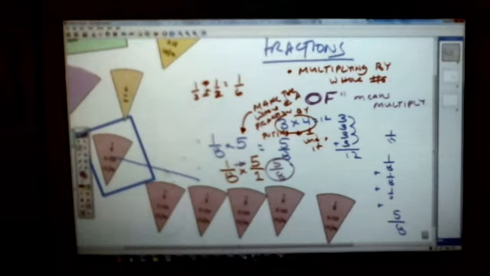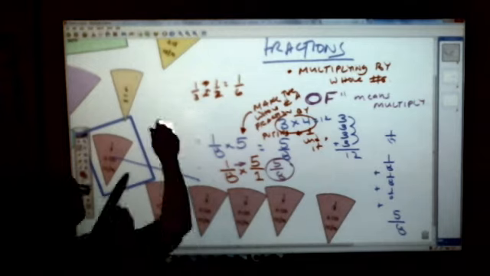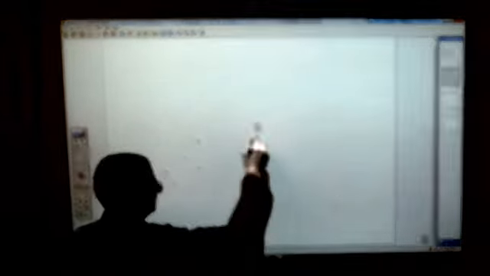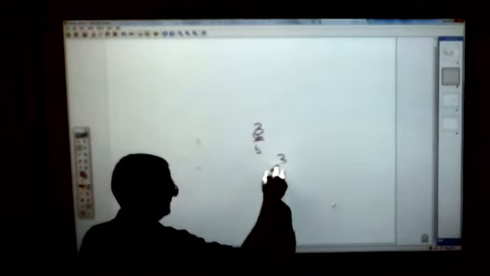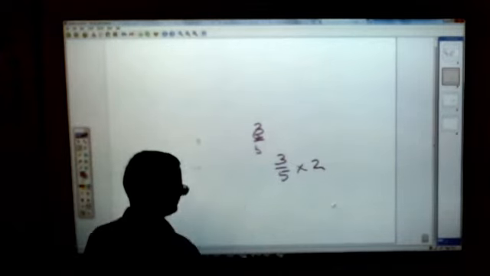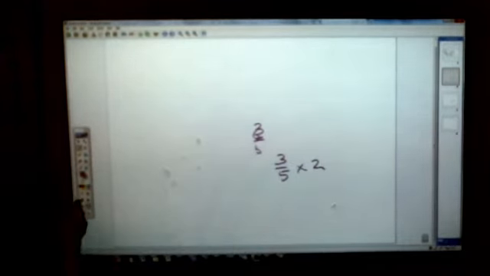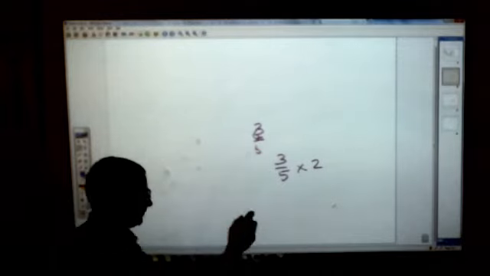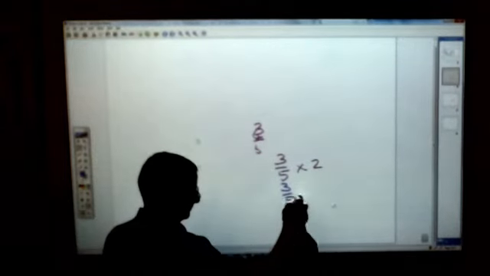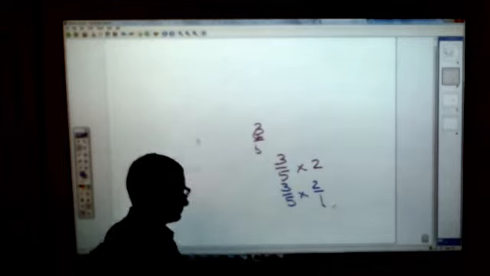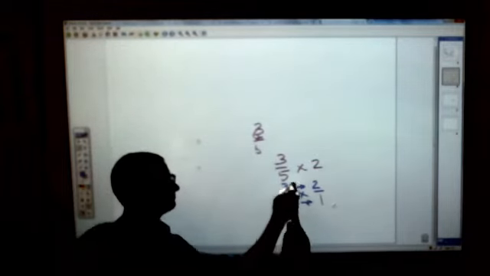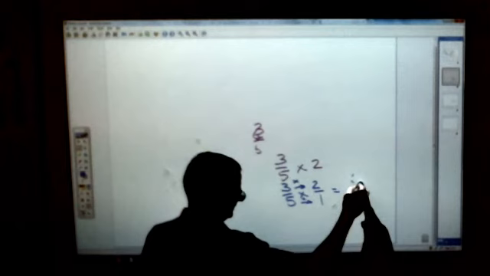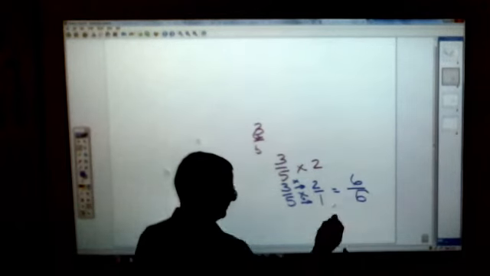So here are some examples, ladies and gentlemen. And remember, you've got to always simplify your fractions. Let's do a couple of these. Let's say I have 3/5 times 2. What are you going to do? You're going to make 2 a fraction by putting it over 1. So you have 3/5 times 2 over 1. You are going to multiply across. 3 times 2 is 6, and 5 times 1 is 5.